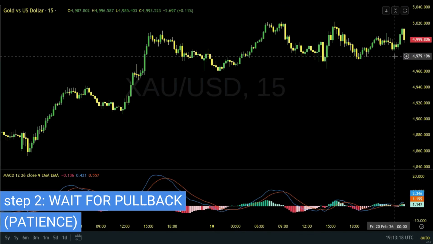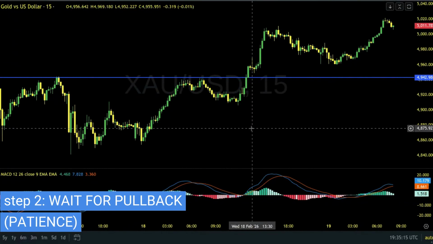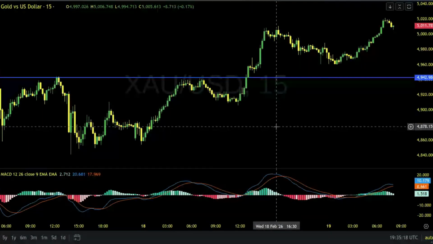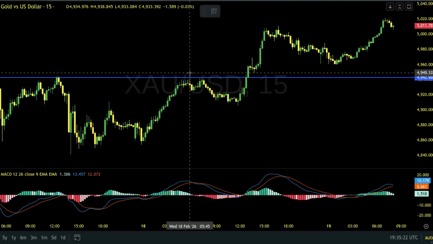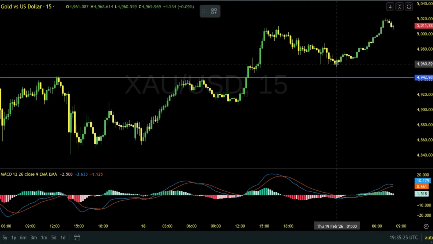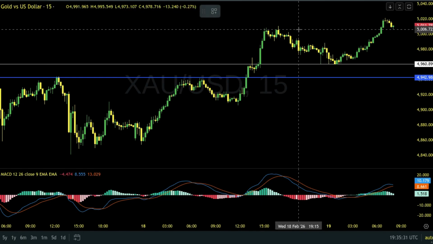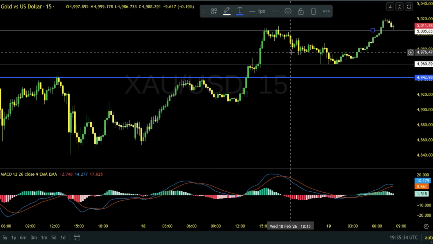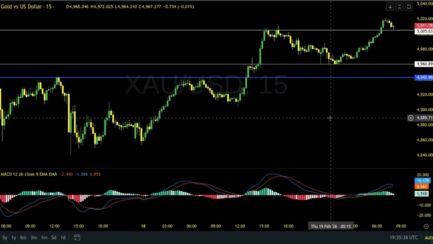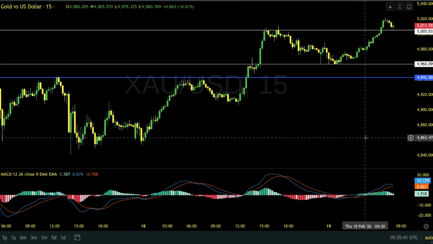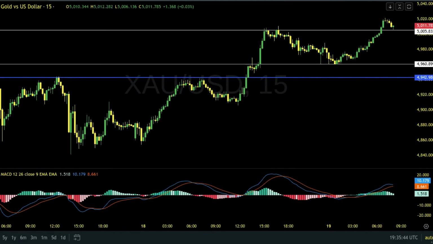Step 2, wait for pullback, patience. Now we wait. Price comes back, this is where most traders panic. But this is opportunity, not fear. What should we do here? Mark the support and resistance levels on the higher time frame. Then we switch to the lower time frame.